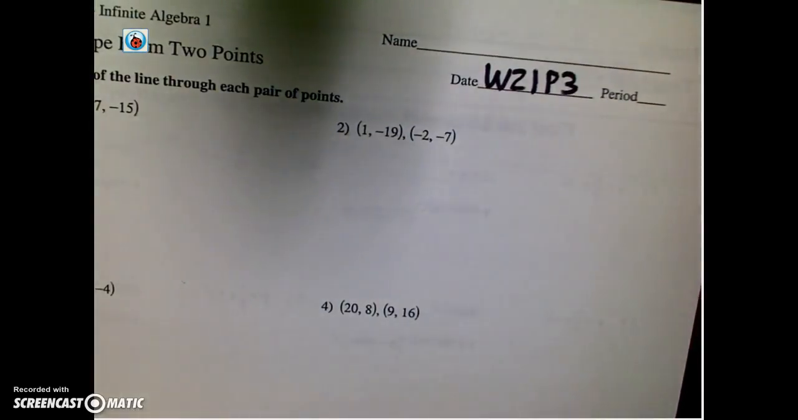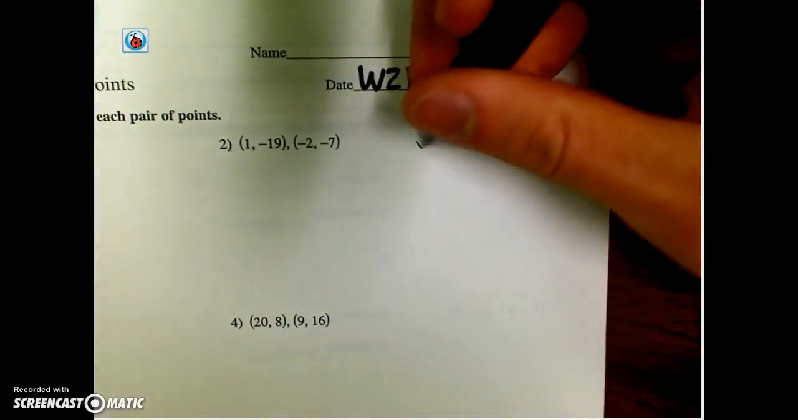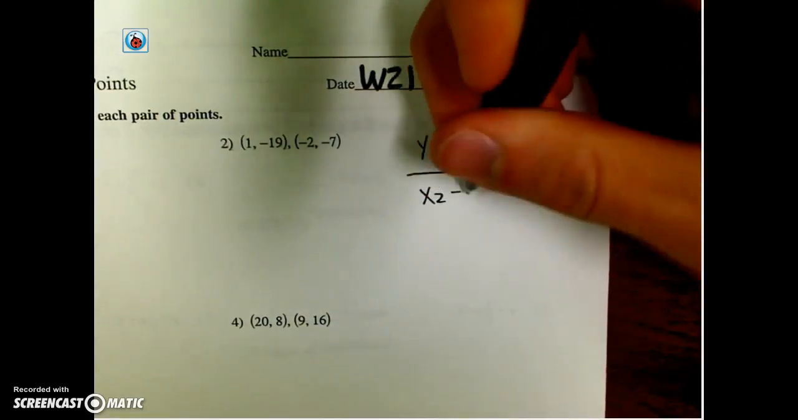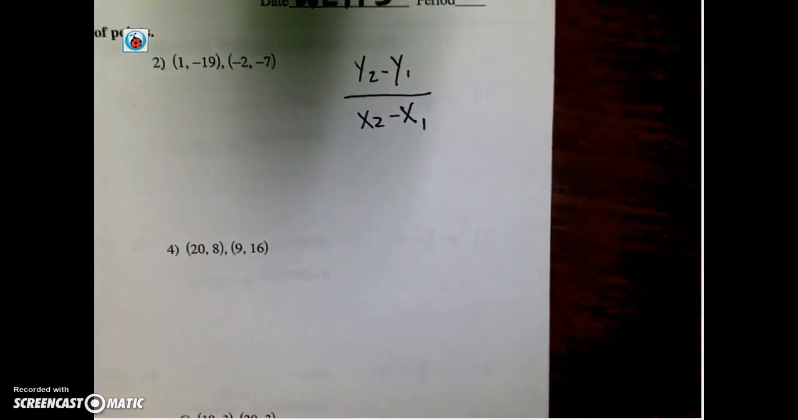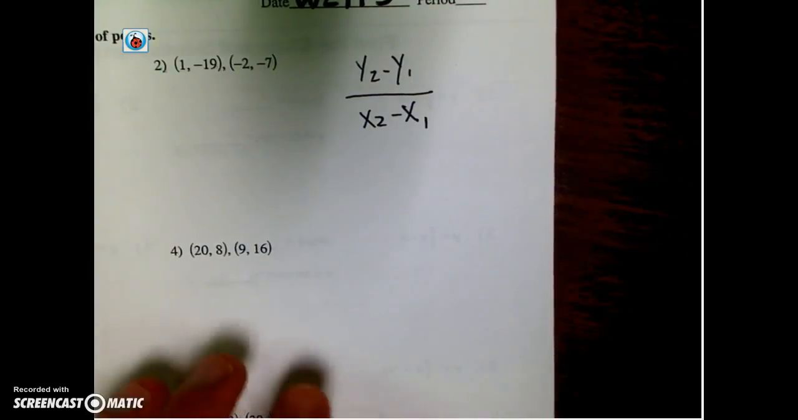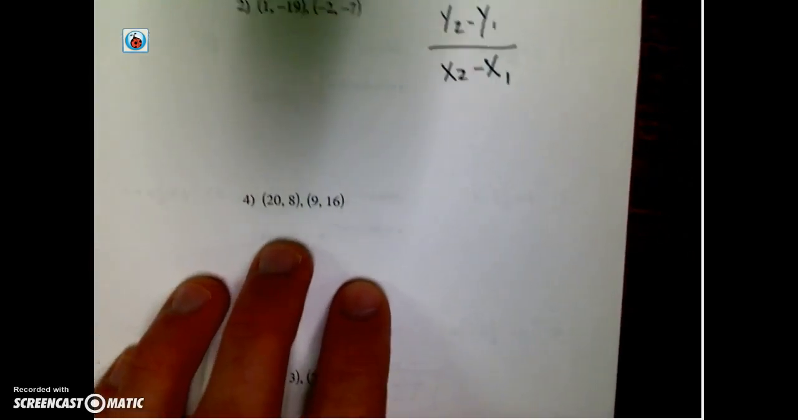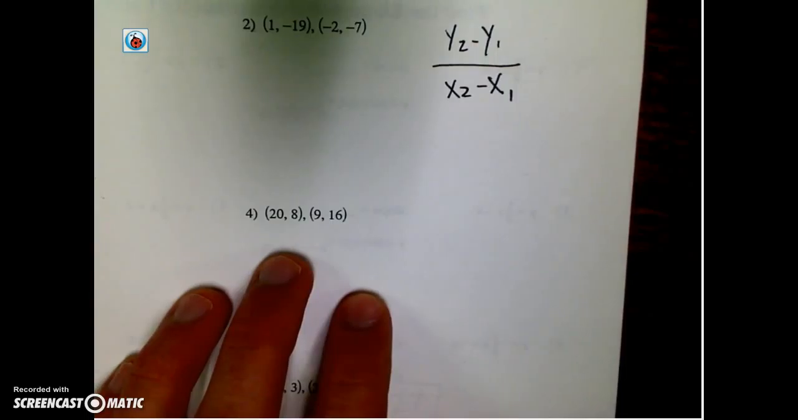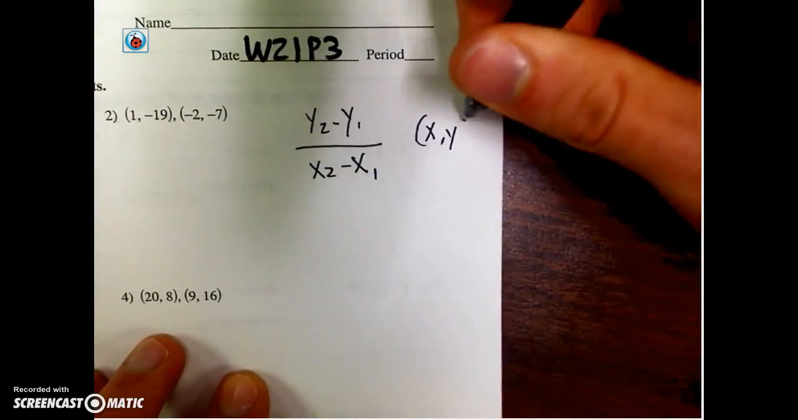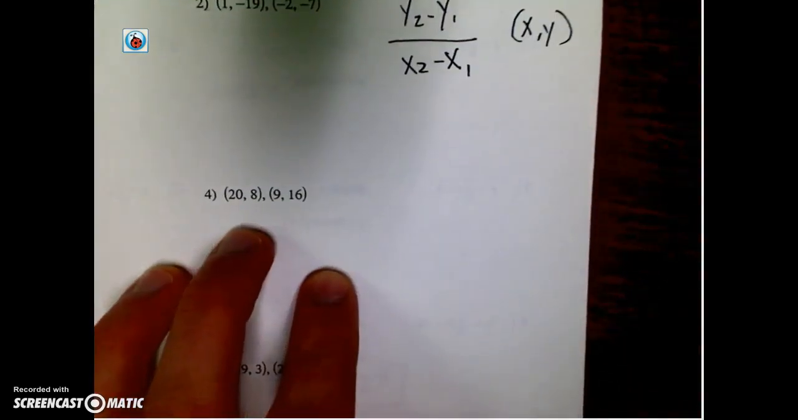All right, page 3 is about finding slope between 2 points. And this is going to involve us using that rate of change formula, where we have our y2 minus y1 over top of our x2 minus x1. Right, so let's take a look at number 4, see how this is going to work. And here's how we label them. We know that all coordinate points come in an x, comma, y. So if I'm labeling number 4, it'd look like this.